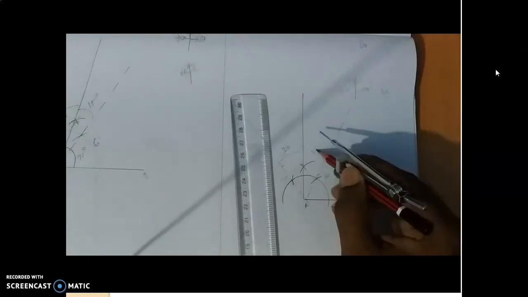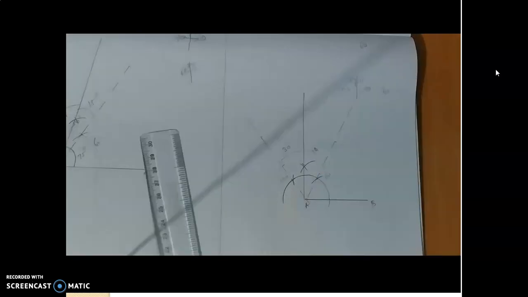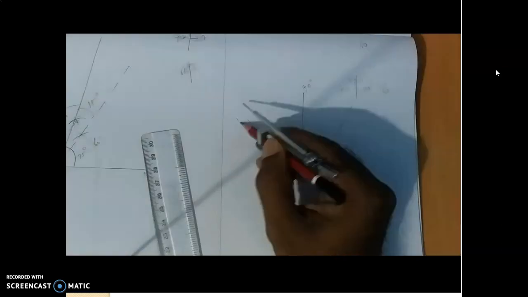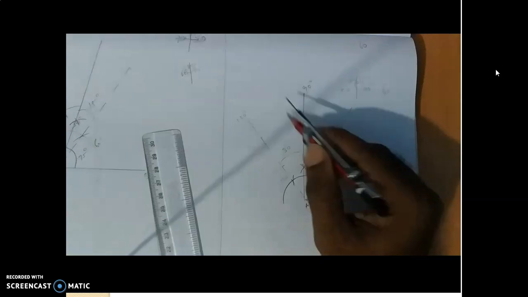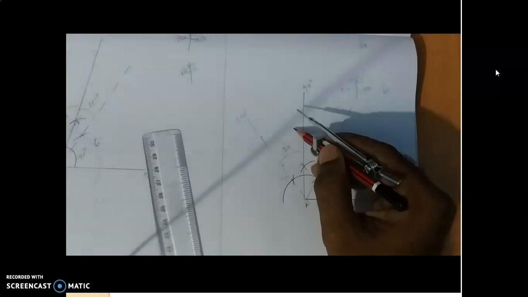Suppose if you bisect here you get 15, but we need 105, right? 105 is nothing but more than 90. So this one is 90 degree and this one is 120 degree. So the gap between these is 30 degree. If you bisect this 30 degree, we get 15 degree here. Okay, so 90 plus 15 is 105, right?